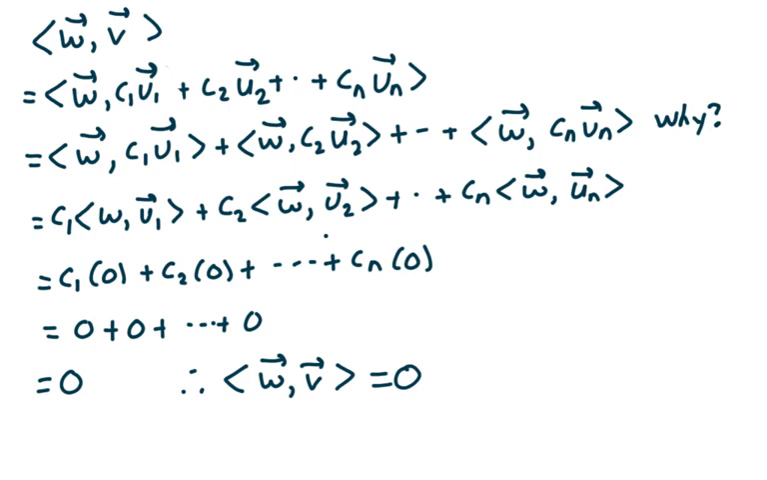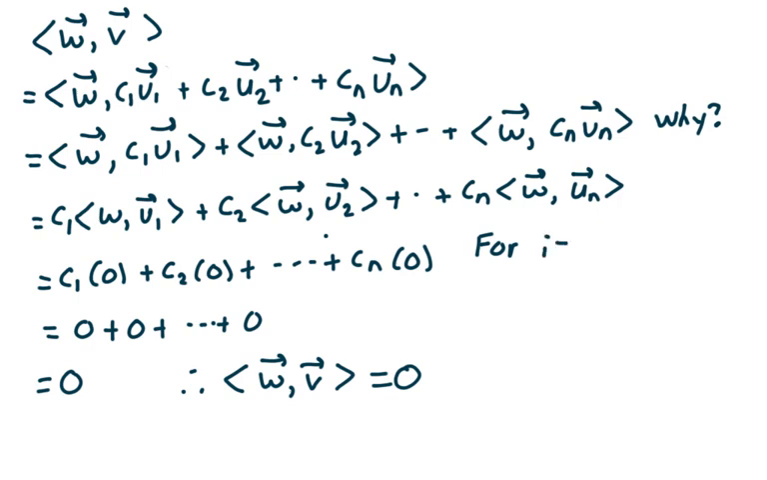But this is equal to c1 times the inner product of W and u1 plus c2 times the inner product of W and u2 plus ... plus cn times the inner product of W and un. But remember, W is orthogonal to u1, W is orthogonal to u2 all the way through, and then we can also say W is orthogonal to un. So this is equal to c1 times 0 plus c2 times 0 plus ... plus cn times 0.